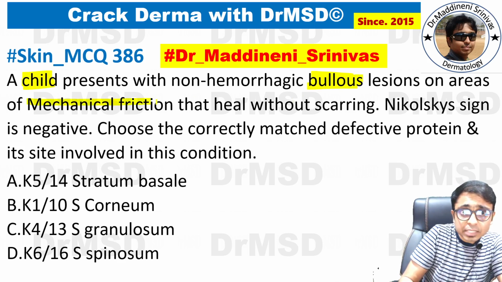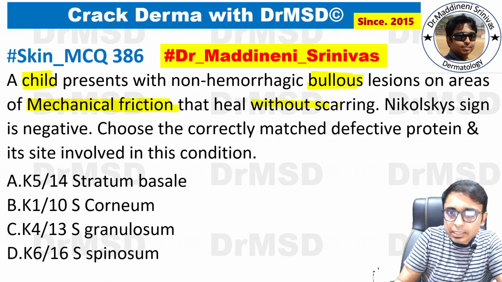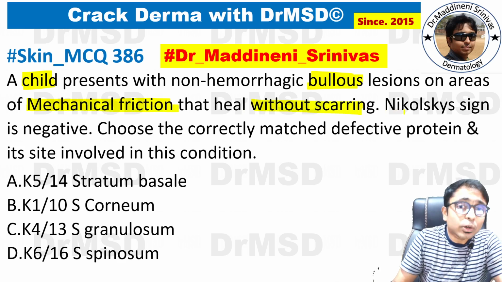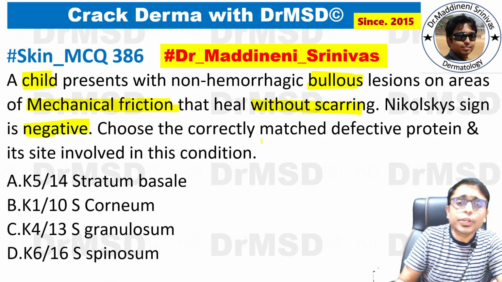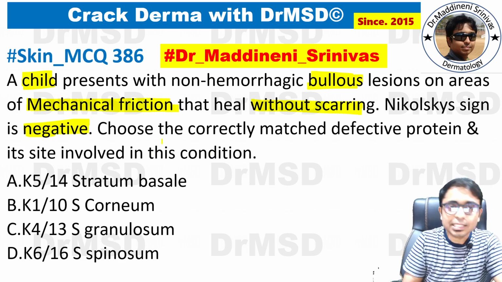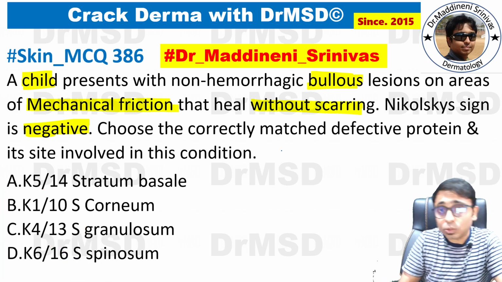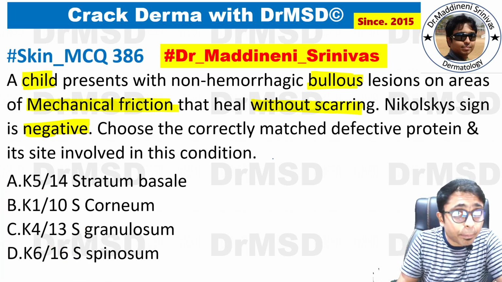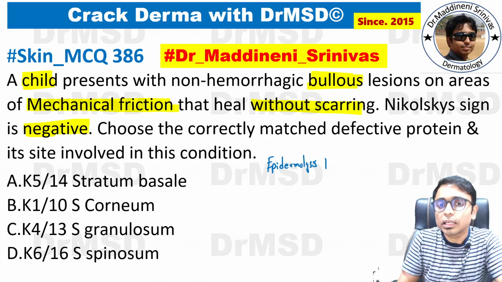It is over the areas wherever there is mechanical friction, and it is healing without any scarring. Nikolsky sign is done and it is negative. So you need to choose the correctly matched defective protein and its site involved in this condition. With all these clues, if you have diagnosed this case to be a case of epidermolysis bullosa, then your diagnosis is correct.